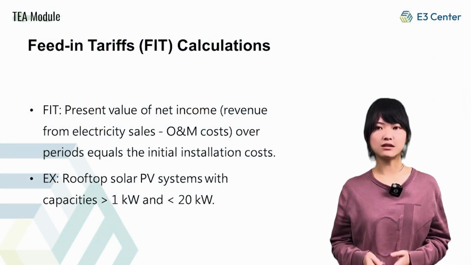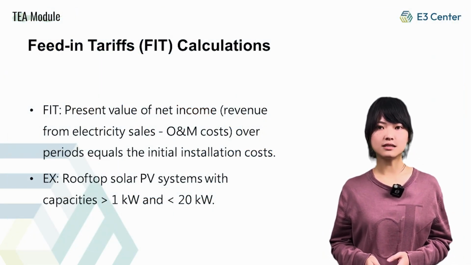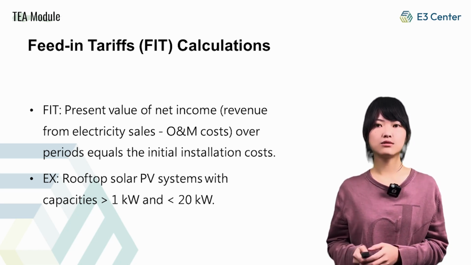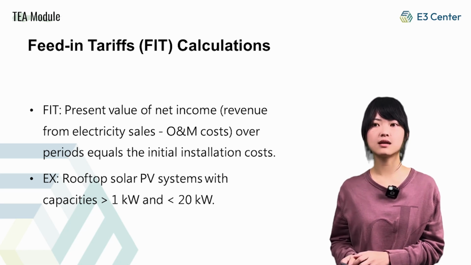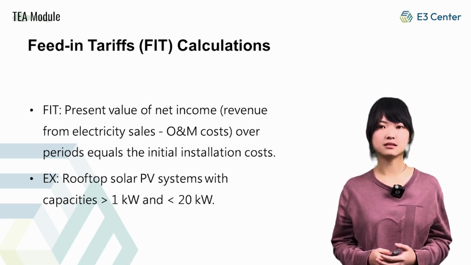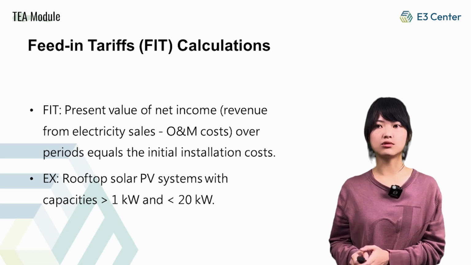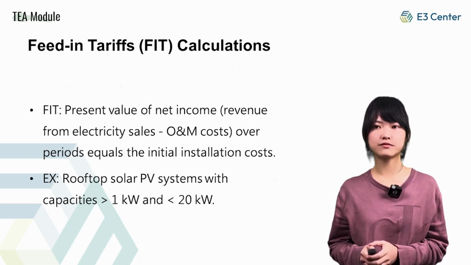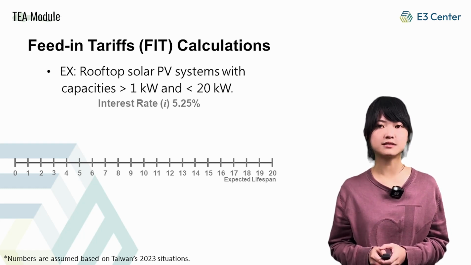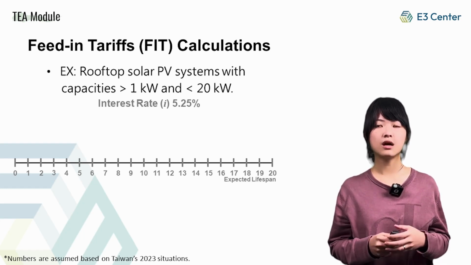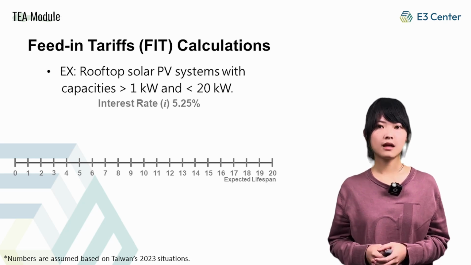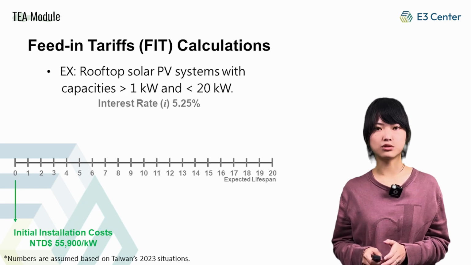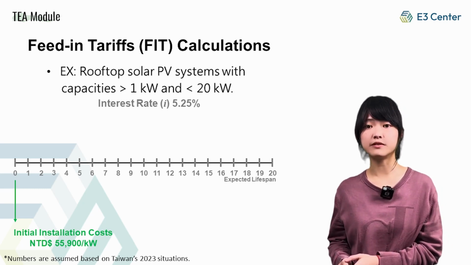So how are feed-in tariffs calculated? The rates are computed by ensuring the present value of net income, which is revenue from electricity sales minus operating and maintenance cost over each period, equals the initial installation cost. Let's break down the cash flow for a typical rooftop solar PV system with capacity between 1 kilowatt and 20 kilowatt. The first is the initial installation cost. This is the upfront investment required to set up the solar PV system.